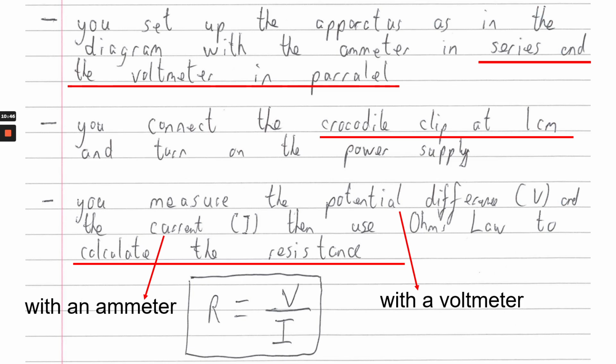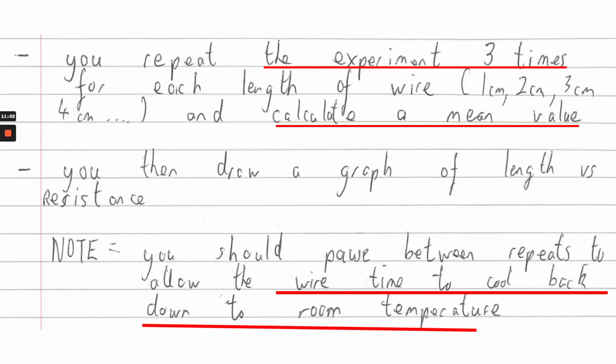I mentioned the series and voltmeter in parallel. I'm going to say what I do in detail for 1 centimeter and then just repeat it for the others. I forgot to say measuring the current with an ammeter and potential difference with a voltmeter, so I put that in text, and then you calculate the resistance. So just pay attention and make sure you can learn the 6-mark write-up, and note at the bottom you should pause between repeats to allow the wire time to cool down to room temperature.